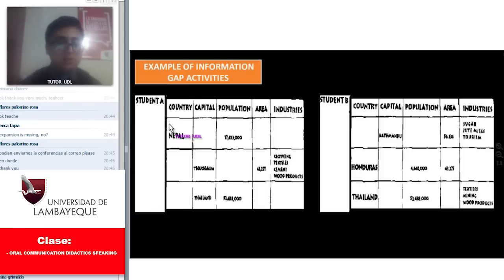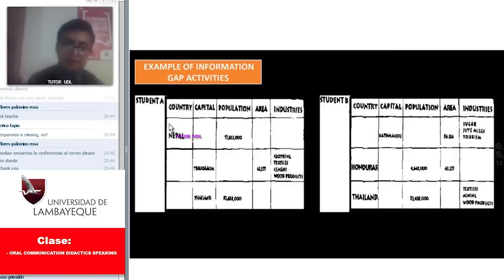So as you can see, student A has some part of the information. Yes, but most of the time the teacher is going to give them a piece of paper with some information that is missing. So they will need to ask questions to his or her friend in order to complete that information. For example, look at this information that I'm showing now.